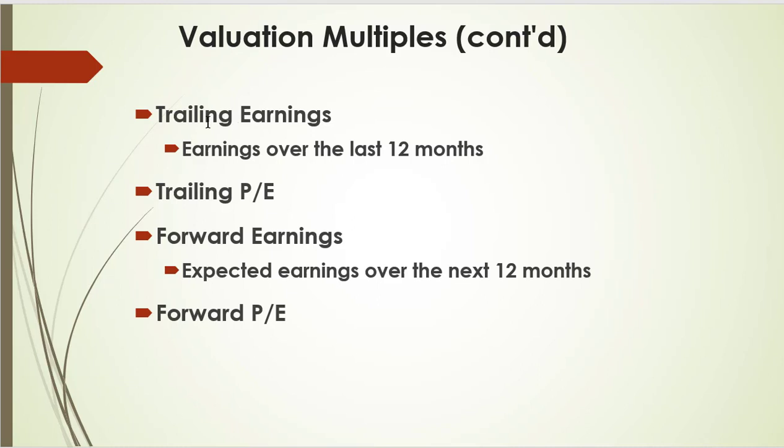We can look at what's referred to as trailing earnings. These are earnings over the last 12 months. Or we can also look at forward earnings. We can predict what we think earnings are going to be over the next 12 months. We can look at a trailing PE ratio, or we can look at a forward PE ratio. In fact, we can even substitute for the forward PE ratio. We can even talk about industry PE ratios.